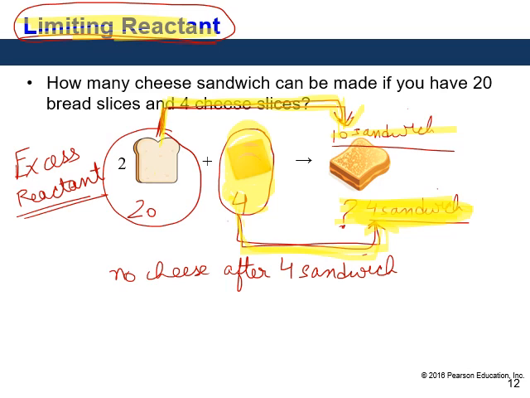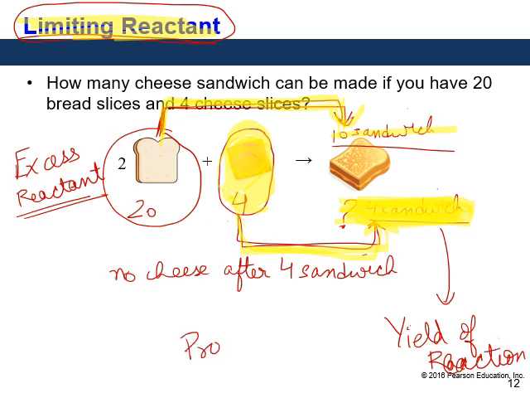Whoever gives you less, that is the limiting reactant, and whichever is the lesser value made is your amount of product made from that chemical reaction. The amount of product actually made from the chemical reaction is called the yield of the reaction. In chemistry, the amount of product made from a reaction is called the yield of reaction. So this is how much product you can make from this reaction.